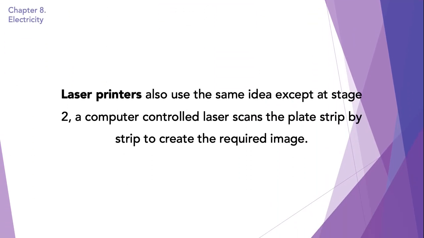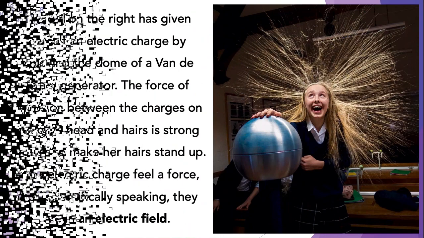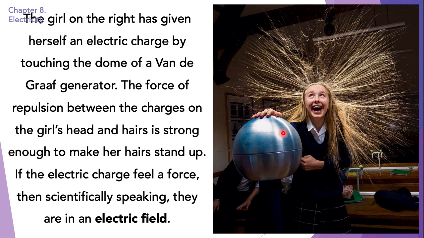Okay, so now that we've understood this, we're going to go back to understanding electric field, but this time we're going to see it in much more detail. So this girl here, as you can see, has given herself an electric charge by touching the dome of a Van de Graaff generator. The force of repulsion between the charges on the girl's head and hairs is strong enough to make her hairs stand up. If electric charges feel a force, then, scientifically speaking, they are in an electric field. So there is an electric field around this dome of the Van de Graaff generator.